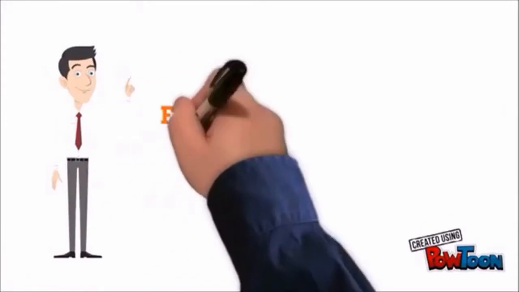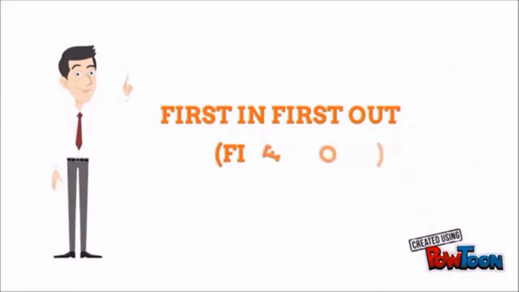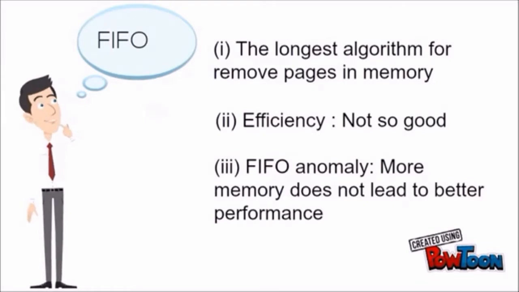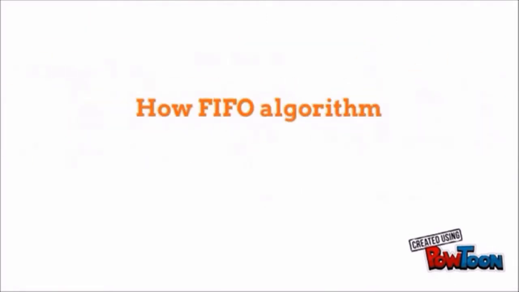The first page replacement algorithm is first in, first out, which is known as FIFO. It removes the page that has been in memory the longest. The efficiency is not so good. More memory does not lead to better performance. Basically, with the FIFO algorithm, the first number that comes in will go out first.